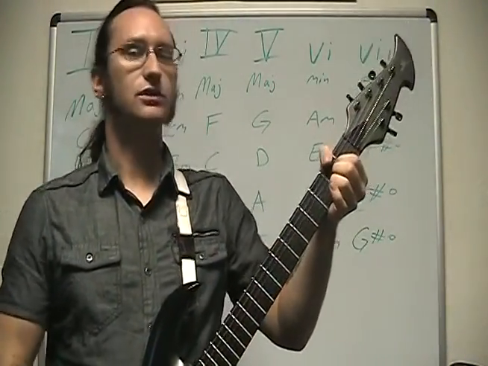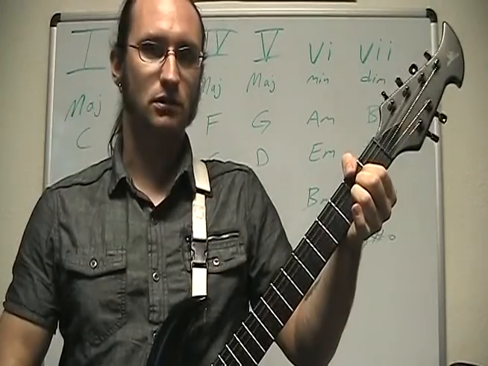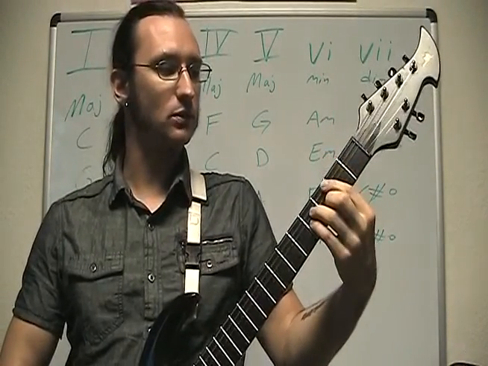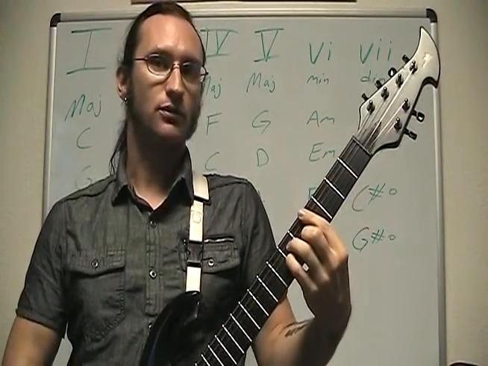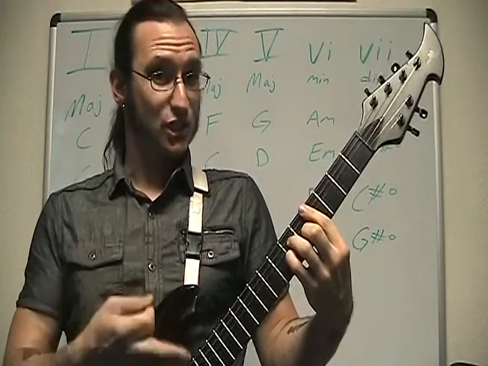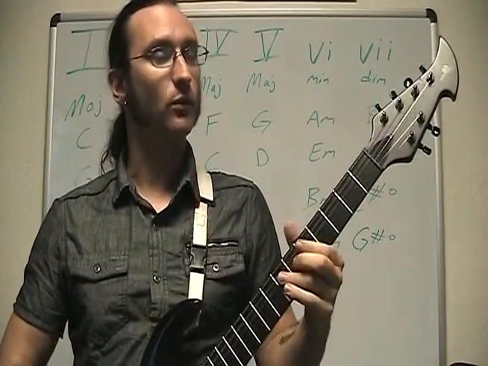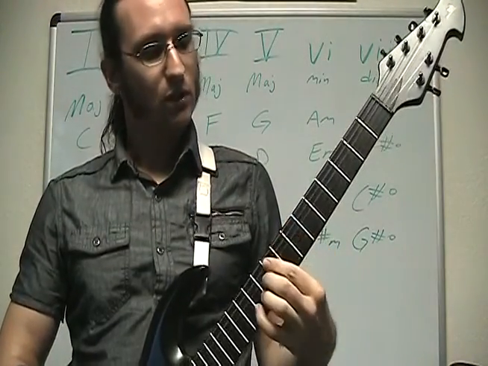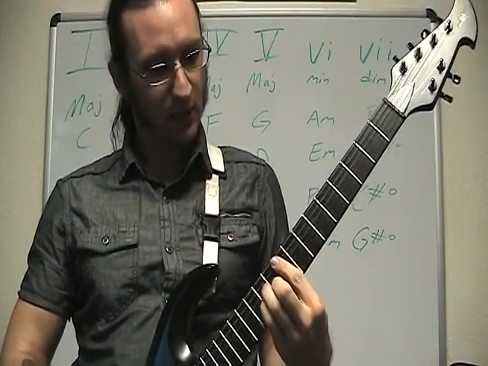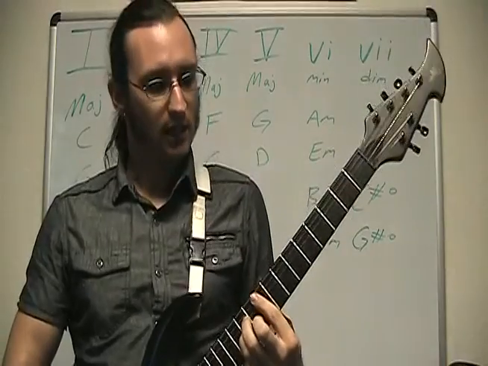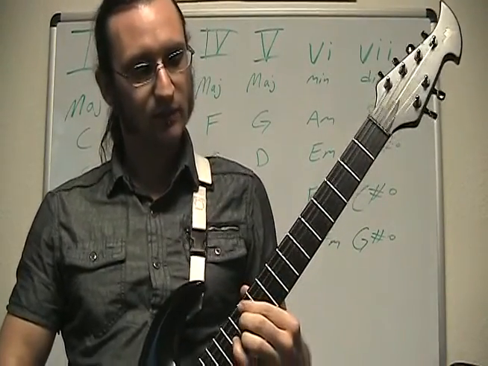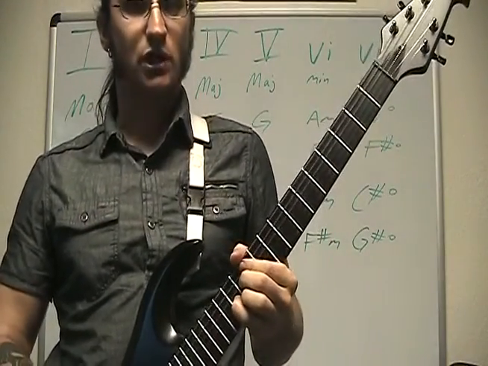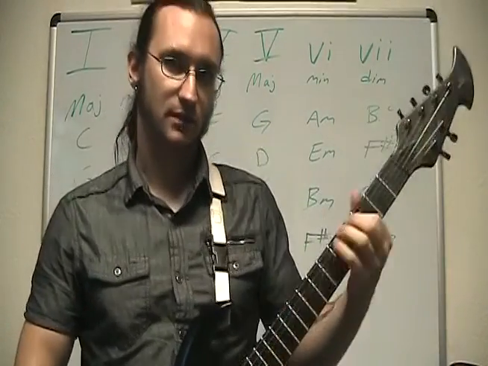Let's start over here. So we have the A major, chord number 1, go up to chord number 2, B minor, chord number 3, C sharp minor, chord number 4, D major, chord 5, E major, chord number 6, we have F sharp minor, and then last, the 7th chord would be G sharp diminished.